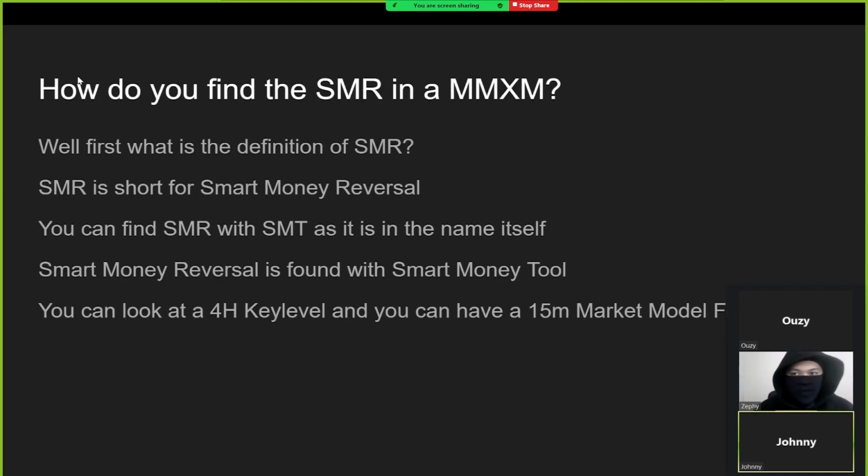So, how do you find SMR in the MMXM? Well, first you have to know the definition of SMR. SMR is short for smart money reversal. You can find SMR with SMT, as it is in the name itself. Smart money reversal is found with smart money tool. You can look at a 4-hour key level, and you can have a 15-minute market maker model framework.